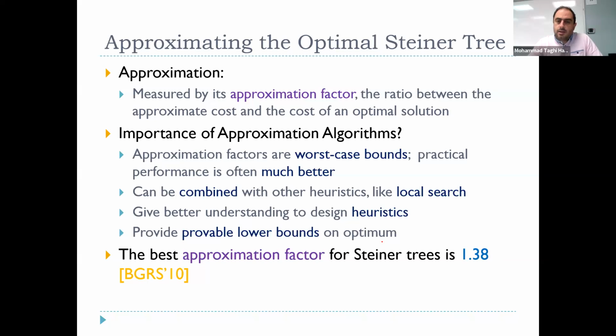However, of course, this was some of the slides. We say that we always talk about the approximation factor, the ratio between the approximate cost and the cost of an optimal solution.